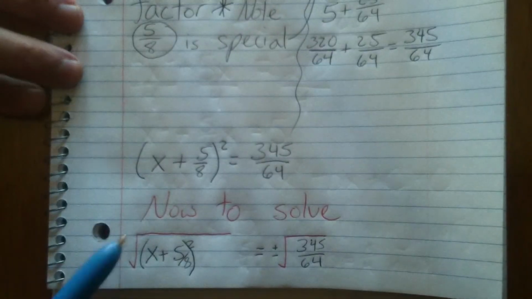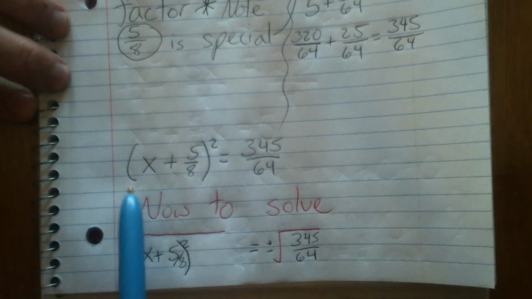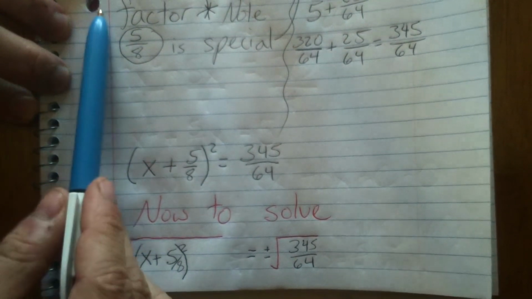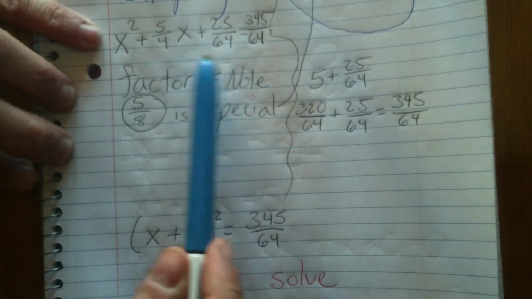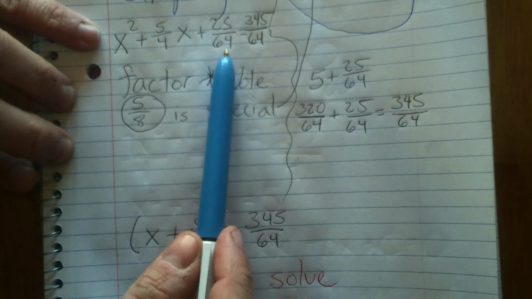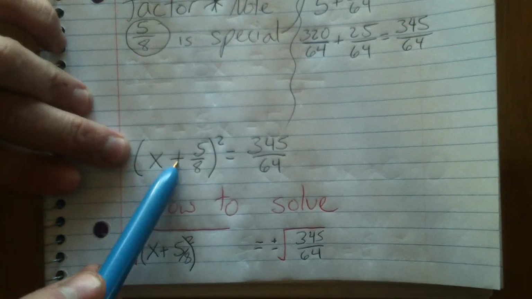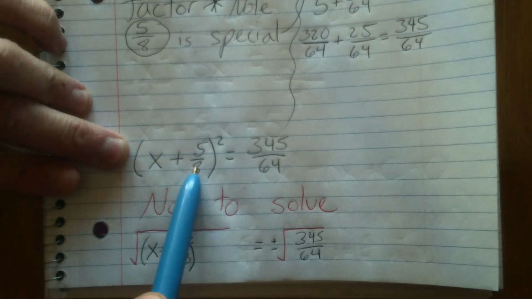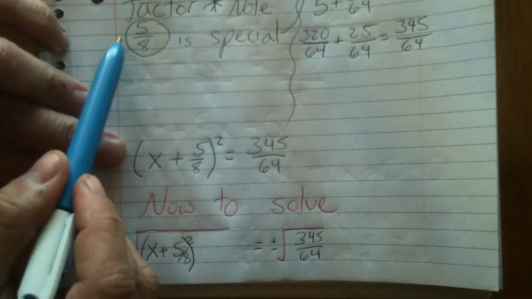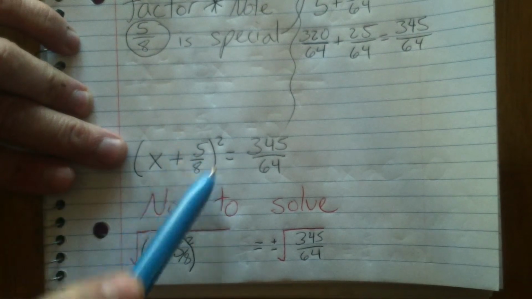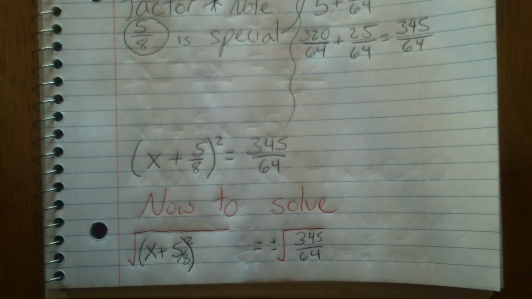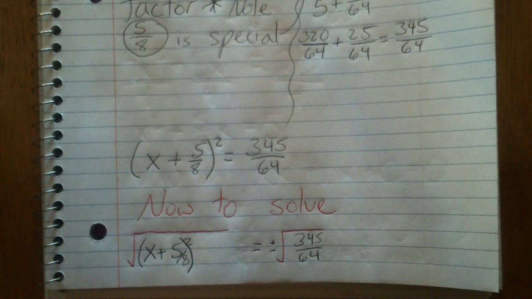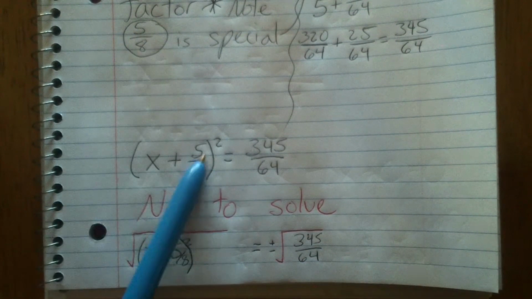Okay? All right. So we're looking now at factoring x squared plus 5/4 x plus 25 over 64, and it factors into x plus 5/8 squared. Notice that 5/8 just gets plugged right in when we factor, so we don't even have to do the box method or the AC method or some other way of factoring. We don't have to worry about factoring it traditionally. We just have that special number that gets plugged in.